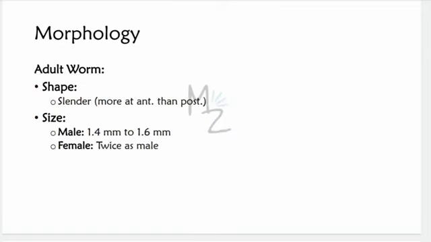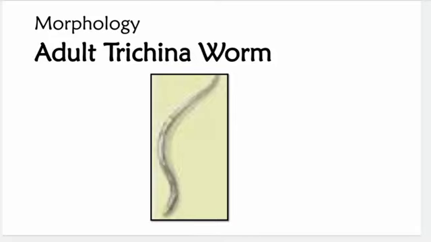Adult worm. Shape. It is slender, more at the anterior end than the posterior end. Size. Male is about 1.4 millimeters to 1.6 millimeters, and female is twice as long as male because female is larger than the male. As in this picture, you can see the adult trichina worm. Look at its anterior side. This is more slender as compared to its posterior side.